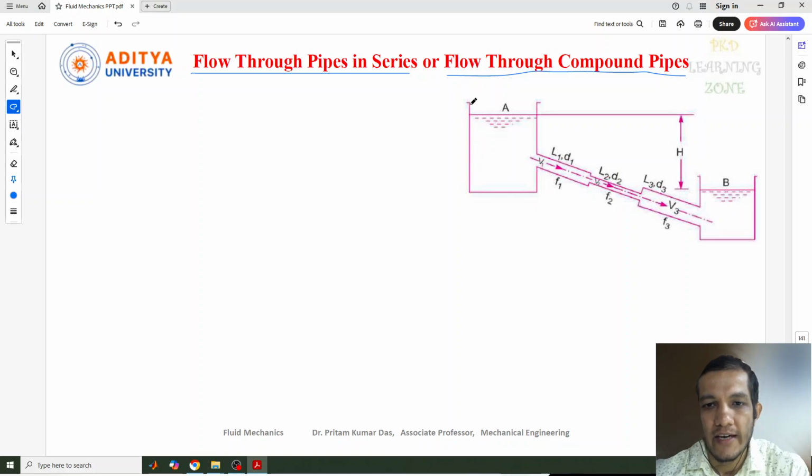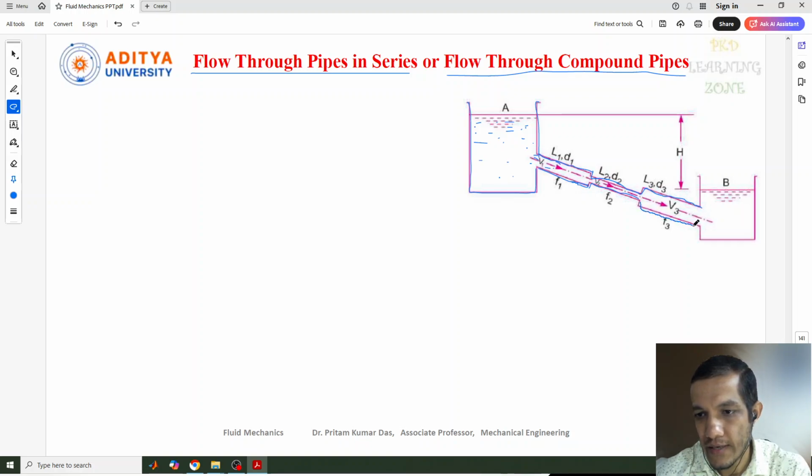For that, here I have taken a figure. The diagram shows that a tank is there, which is situated at a particular head, and a number of pipes are connected to the tank. Suppose this is the tank which contains some kind of fluid, and the fluid present in this tank is flowing through this pipe. Now this is one pipe which is connected to the tank, and one more pipe is connected here.